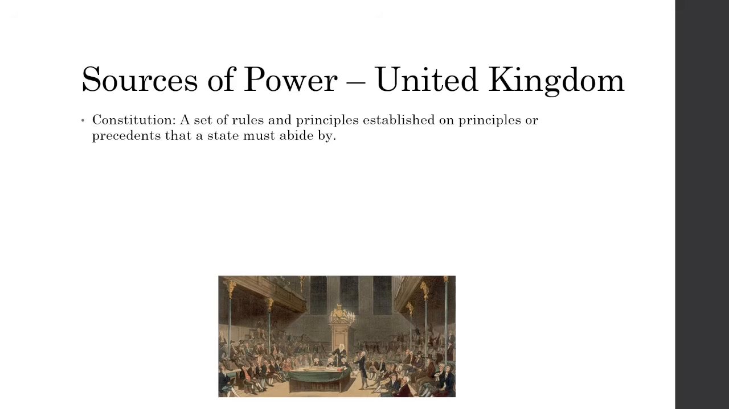Now, they do have a constitution. Let's talk about a constitution. Then we'll talk about the UK's constitution. It's a little different. So a constitution in itself is a set of rules and principles established on principles or precedents that a state must abide by. So it's a set of rules based on other rules or principles, like the United States Constitution. There's a set of rules of separation of powers based off the principles of separation of powers that Montesquieu laid out. So that's just an example for you.